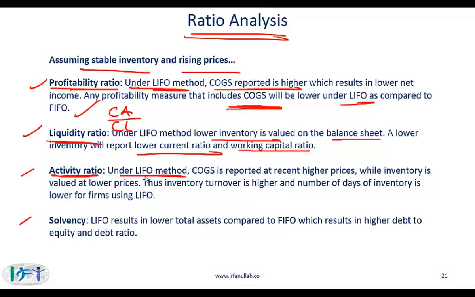Activity ratio. Under the LIFO method, COGS is reported at recent prices, while inventory is valued at lower prices. Thus, inventory turnover is higher and the number of days of inventory lower for firms using LIFO. And solvency ratios. LIFO results in lower total assets compared to FIFO, which results in higher debt to equity ratios, higher debt ratios. Remember, with solvency ratios, a high ratio is a negative.